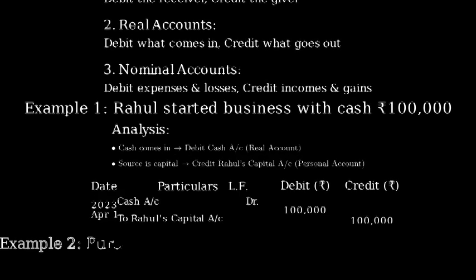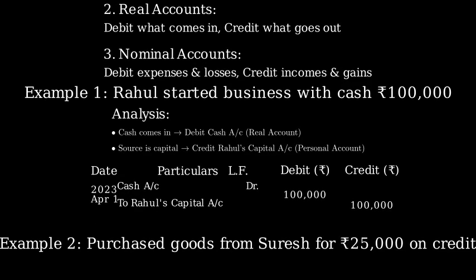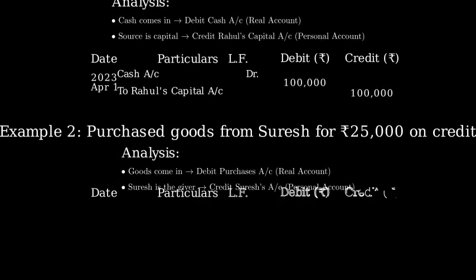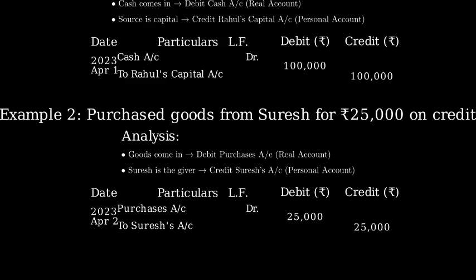Example 2. Purchase goods from Suresh for 25,000 Indian rupees on credit. In this transaction, goods come in, so purchases account is debited. Since we haven't paid cash yet, Suresh's account is credited as he is the giver of goods.